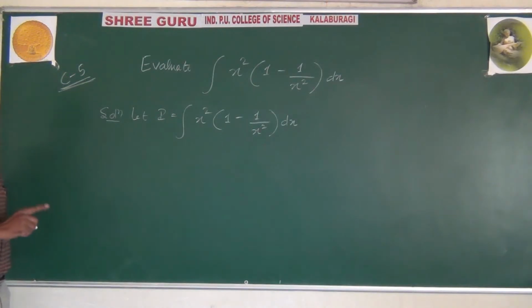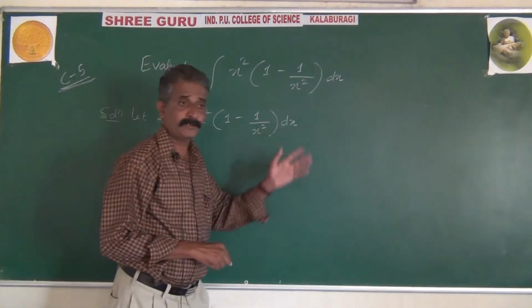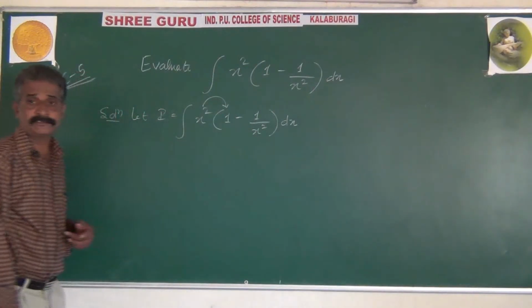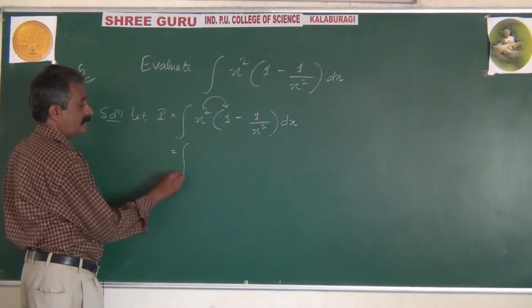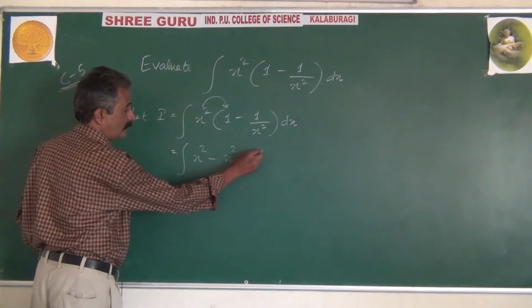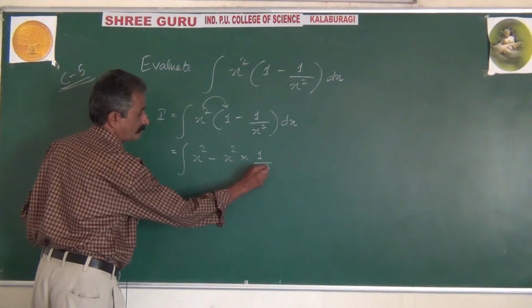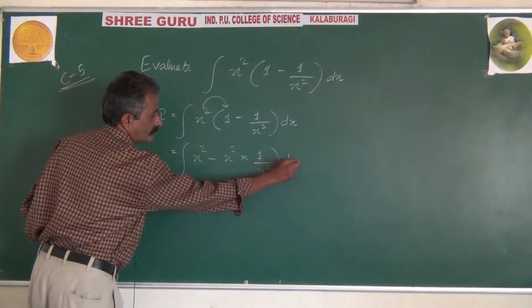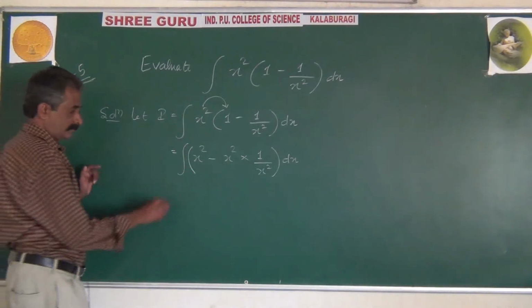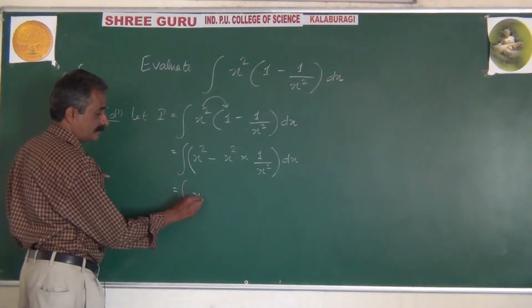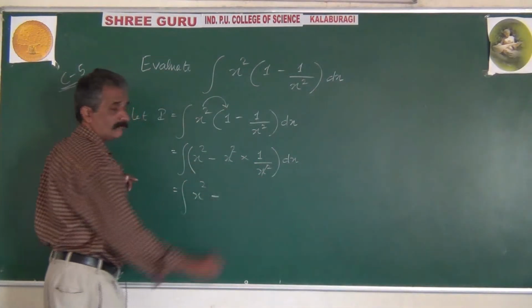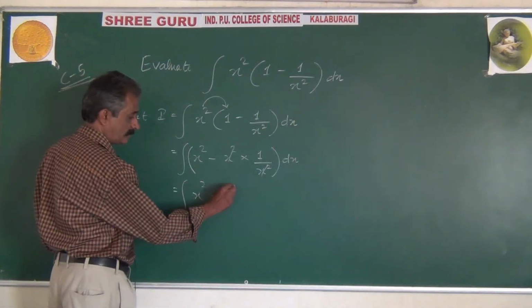When we refer to the list of formulas, we don't have a formula for this kind of expression. Better we first multiply the bracket by x square. On multiplying, x square into 1 is x square, minus x square into 1 divided by x square. Next step, integration of x square remains the same, whereas here x square will cancel out, leaving 1.